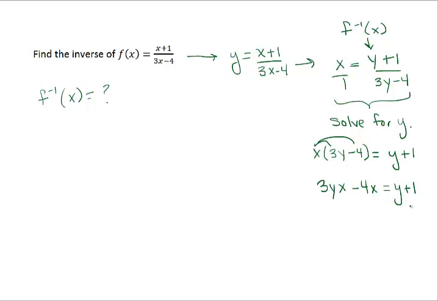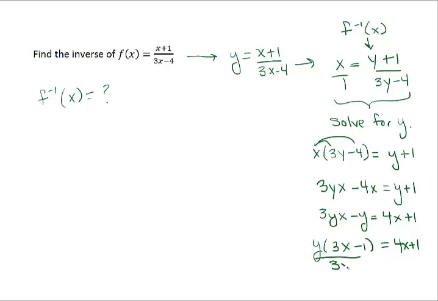I'm going to move these x's over to the right. So I have 3y times x minus a y is equal to, I'm going to add this 4x over, 4x plus 1. Now I can factor out a y value. So I have y times the quantity 3x minus 1 is equal to 4x plus 1. And I'm going to divide that quantity off. This allows me to get y by itself.